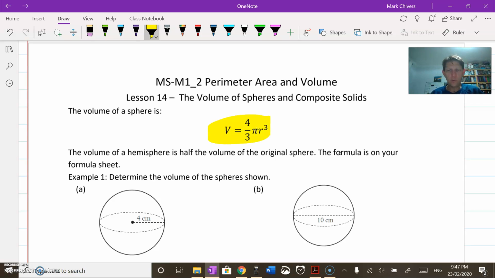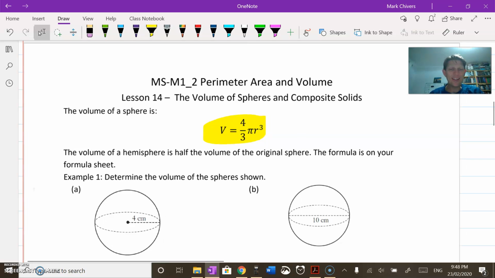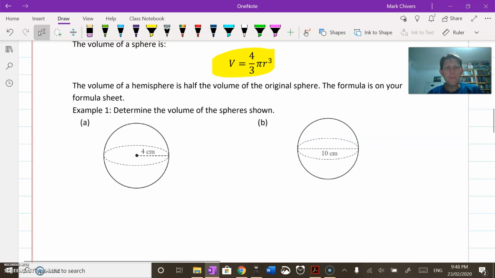Much like all formulas on the formula sheet, they don't give you any context, so make sure you get used to writing it out when you're doing the questions so that you know when to use that formula and you know how to use that formula. So if you're in an exam and you see it on the sheet, you go, that's the one for a sphere. The other thing you've got to remember is when you see the word hemisphere, that's just half the volume of the original sphere. So I guess there's not much more to that.